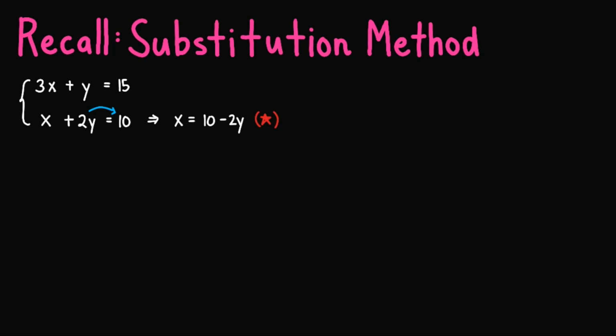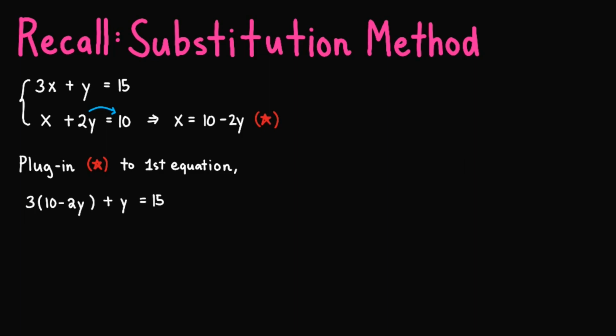Now that we have this one, we'll use this obtained value and substitute it to the other equation that we hadn't used, which in this case, is this one. So we'll plug this in out here. So plugging in equation star to the first equation will give us 3 times (10 minus 2y) plus y equals 15. And in here, we just simplify this one and solve for y. So starting with distributing 3 in the expression 10 minus 2y will give us 30 minus 6y plus y equals 15.